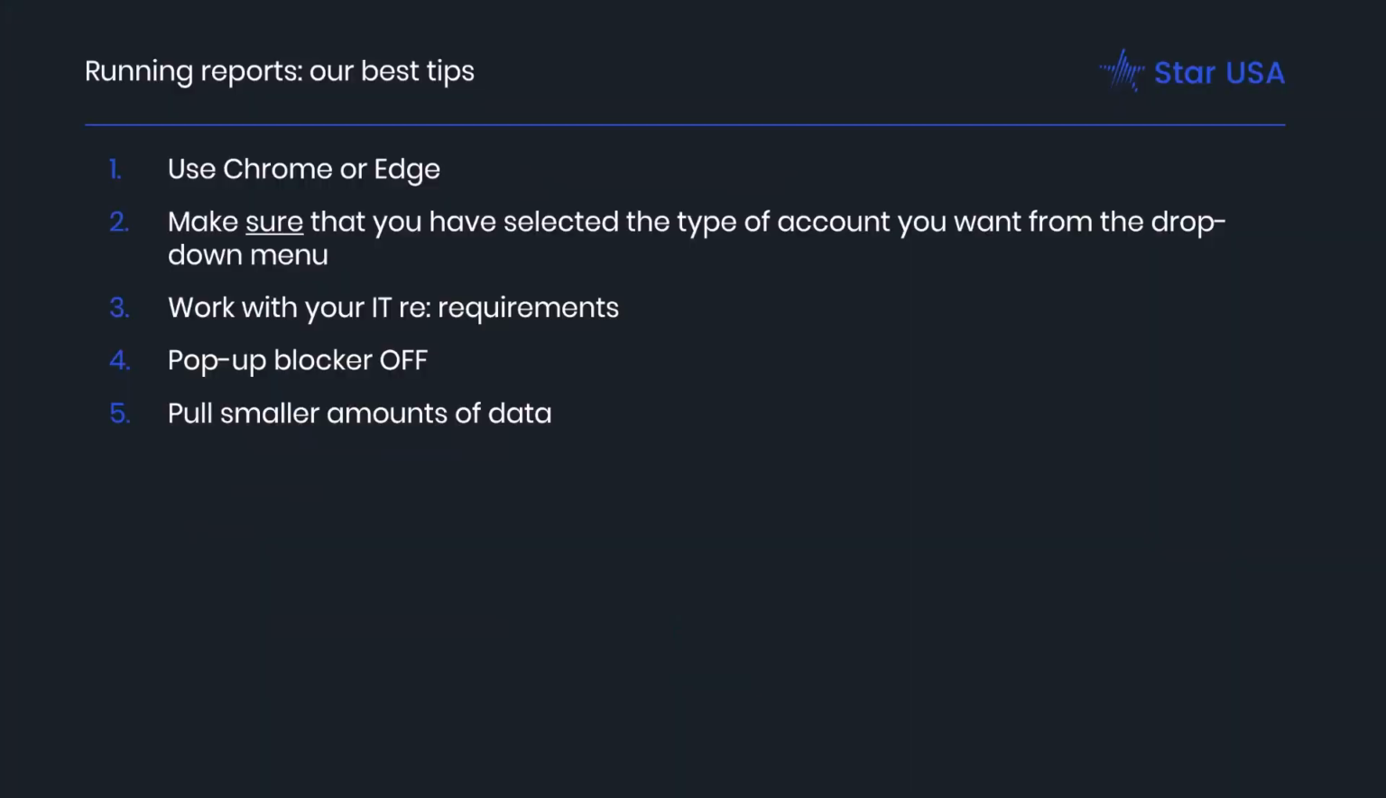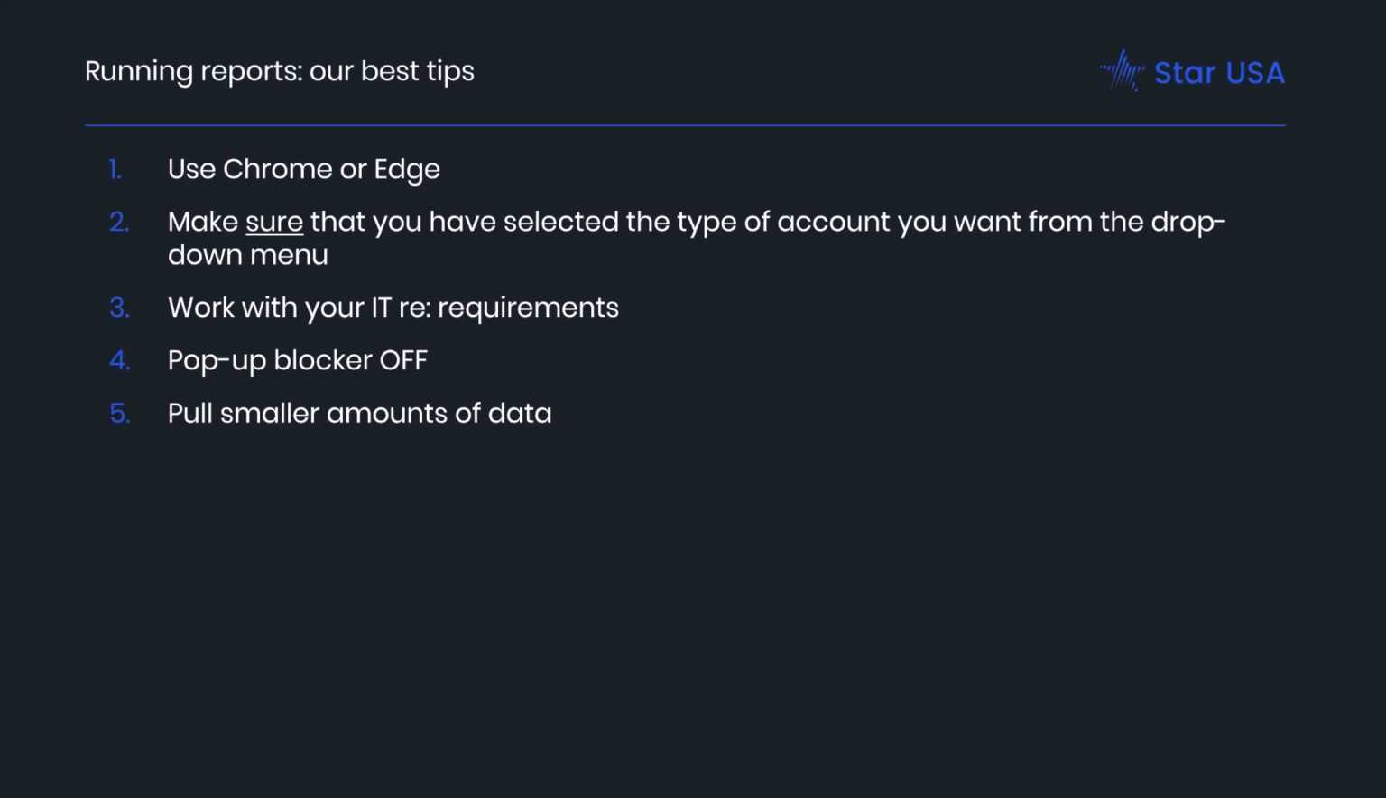All right, reports. You want to use Chrome or Edge. You want to make sure that you have selected the type of account you want from the drop-down menu. If your system requirements are not set up, you may have to work with IT. For example, you need to have a PDF file viewer, your internet needs to be capable enough, you need to use Microsoft Office products, and you have to be able to turn your pop-up blocker off. Some companies that can be very difficult.